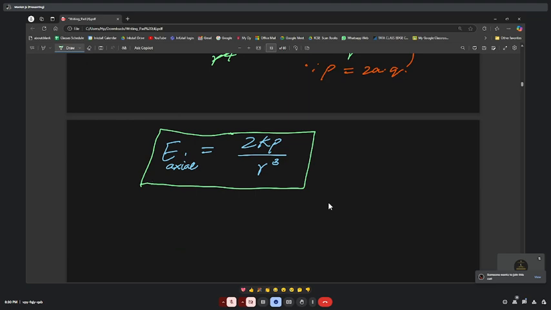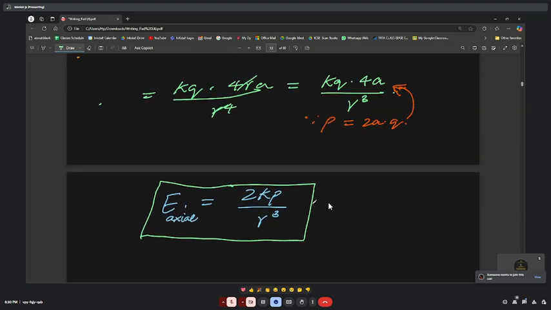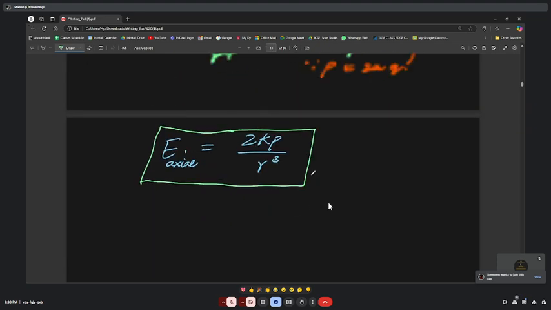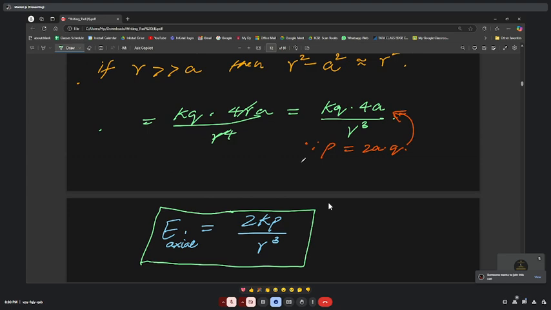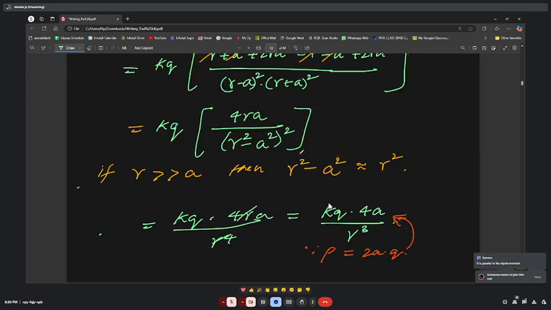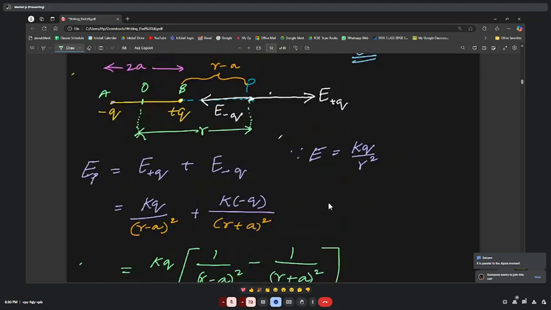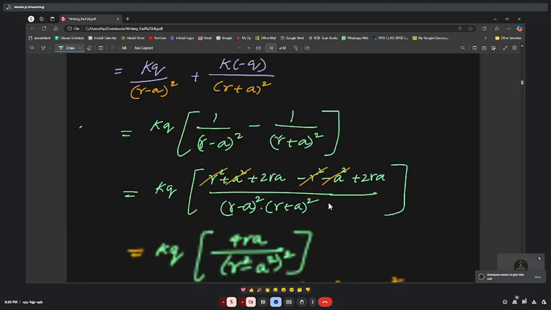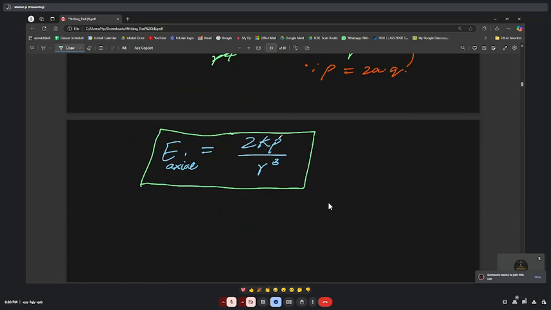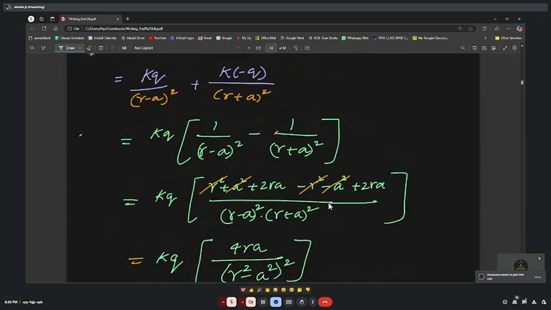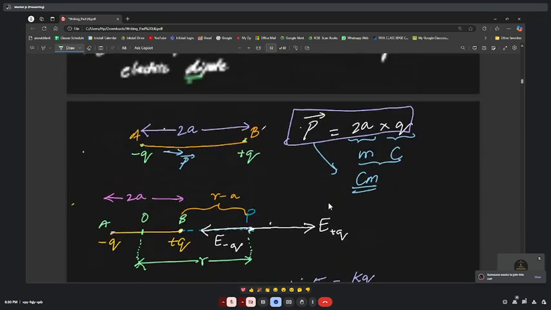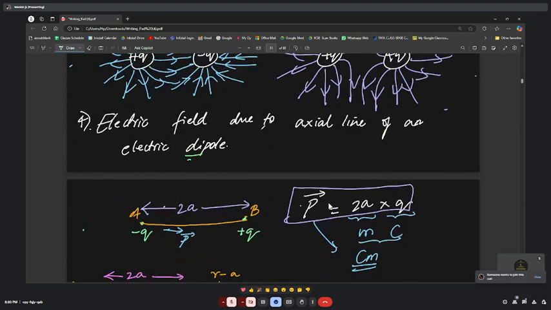All right. So this formula is very important for us. We have questions based on this formula. Same way, you have electric field due to equatorial line. So I'll give you the formula for that also. But the methodology is the same. The same method you will apply. Just the point P would be at a different orientation. All right, I hope this part is clear to all of you. So that's the reason I went slow and steady.